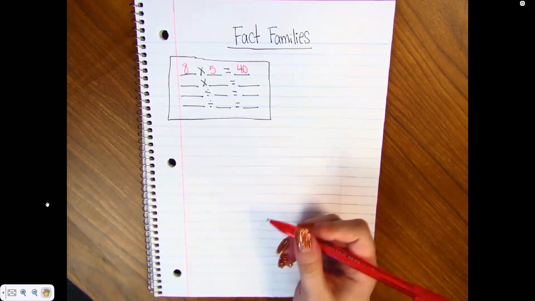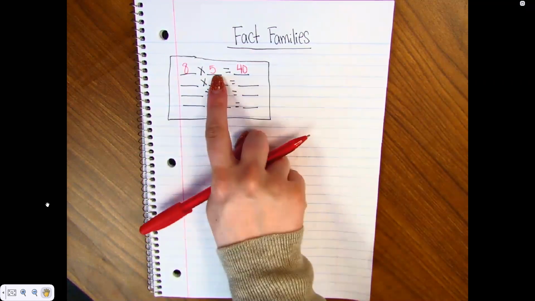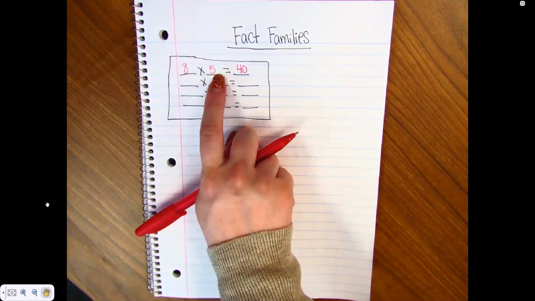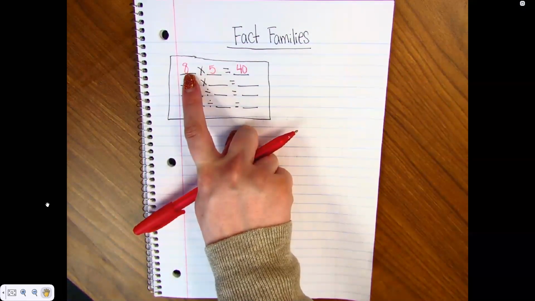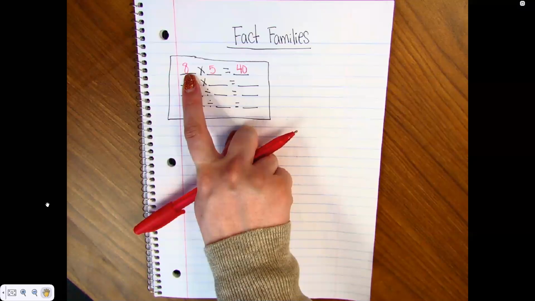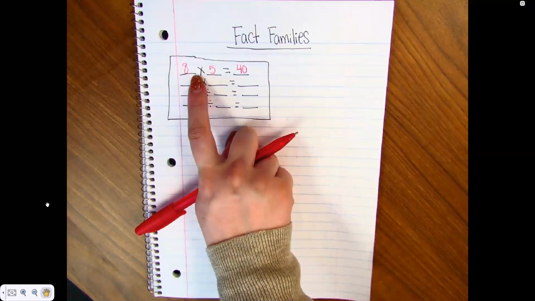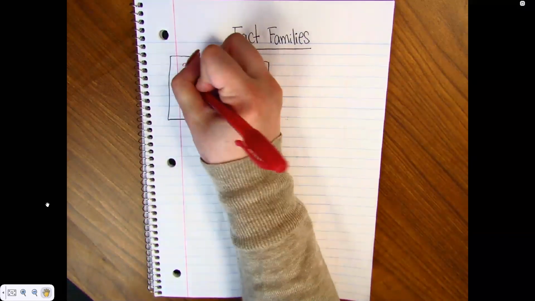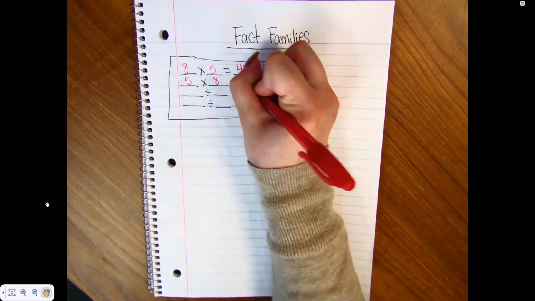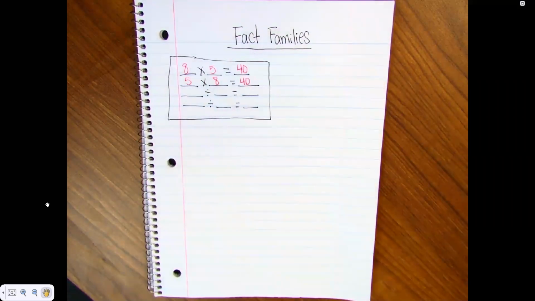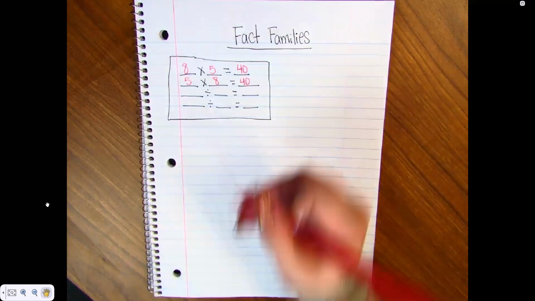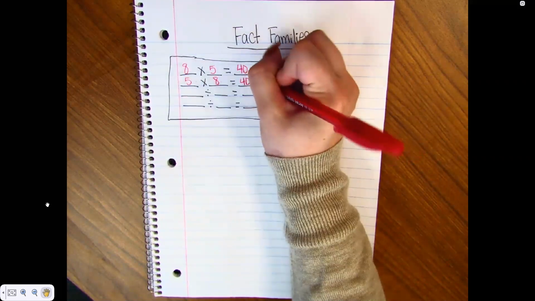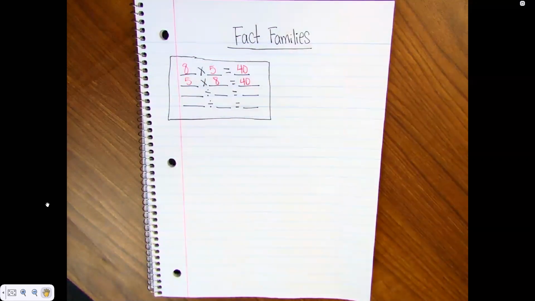5 times 8. I'm flipping it. So now I want 5 times 8, because I'm just flipping it. These numbers are the same. I'm still having 8, 5, and 40.